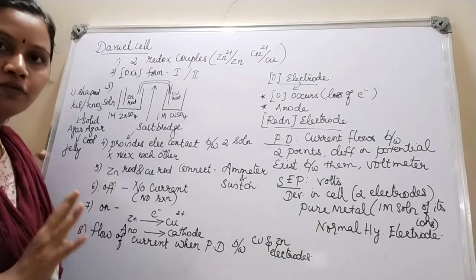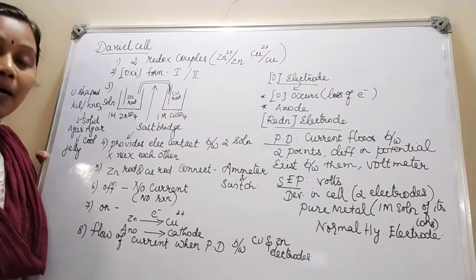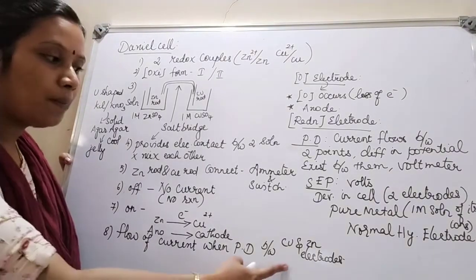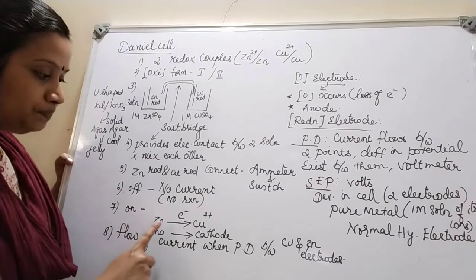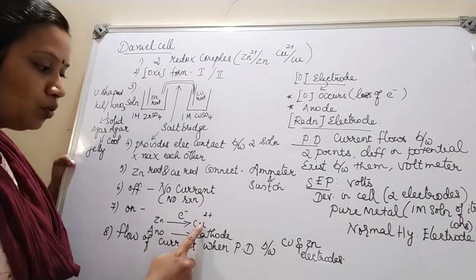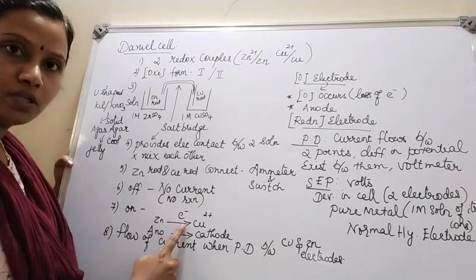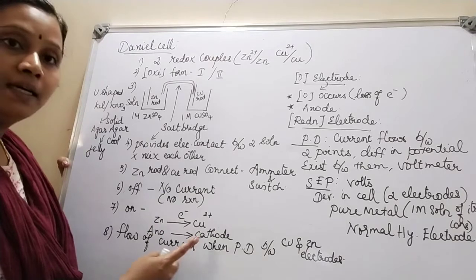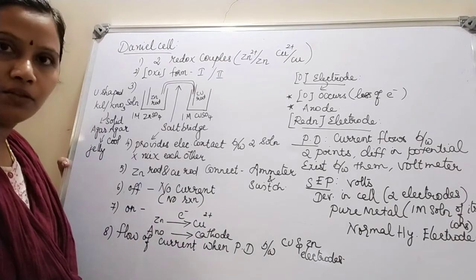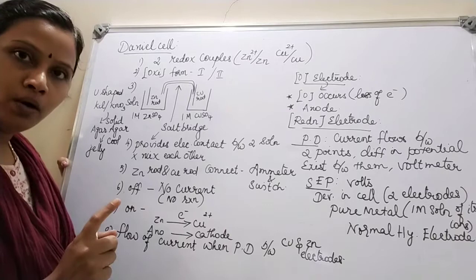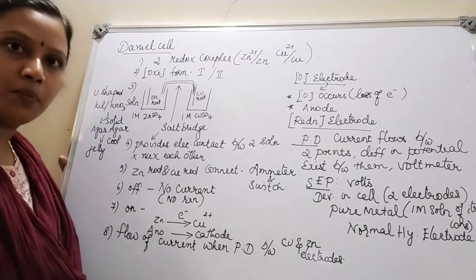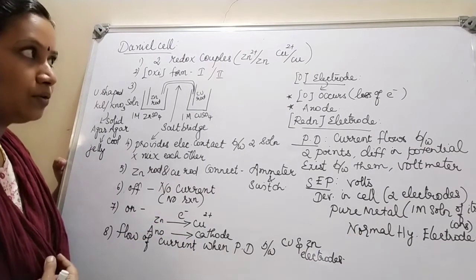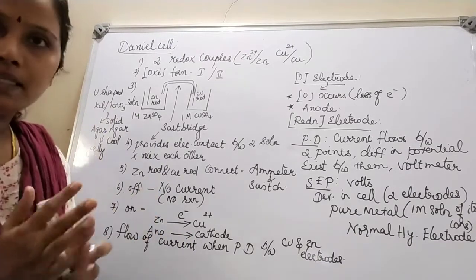So when the switch is off, no chemical reaction, so no current flows. But when the switch is on, current flows. Why? Because there is a potential difference between copper and zinc electrodes. From zinc the electrons are moving towards copper. That is flow of electrons from zinc to copper, that is flow of current from anode to cathode. So when the switch is on, the current is flowing because there is a potential difference, and it is from anode to cathode because electrons are moving from zinc to copper electrode. So this is about the Daniell cell.